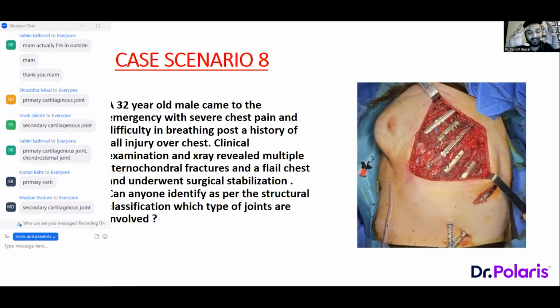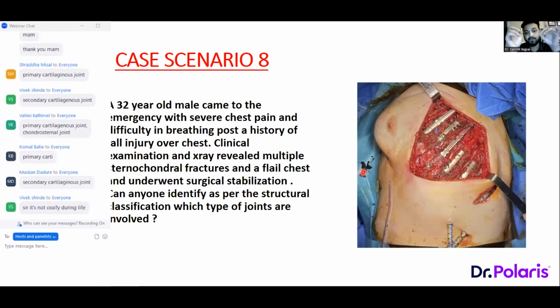So here itself, I'll tell you, write it down in your copies. The first sternochondral joint is an example of a primary cartilaginous joint, as we have already discussed. Only the first. It has a hyaline cartilage, which later on ossifies. It is a type of primary cartilaginous joint. But all other sternochondral joints are examples of plain synovial joints.